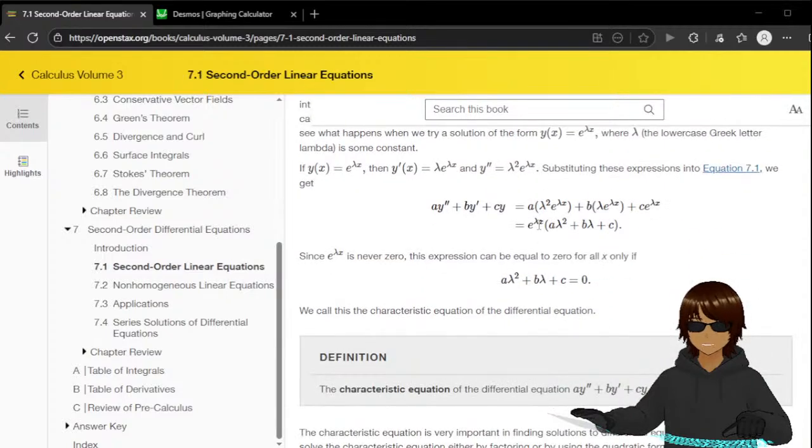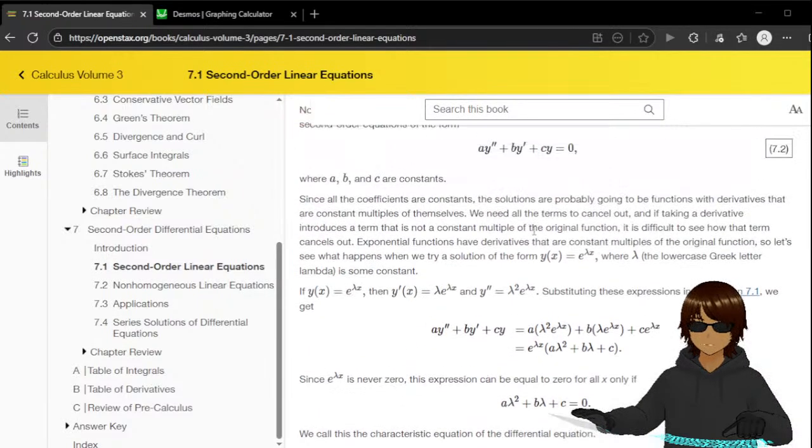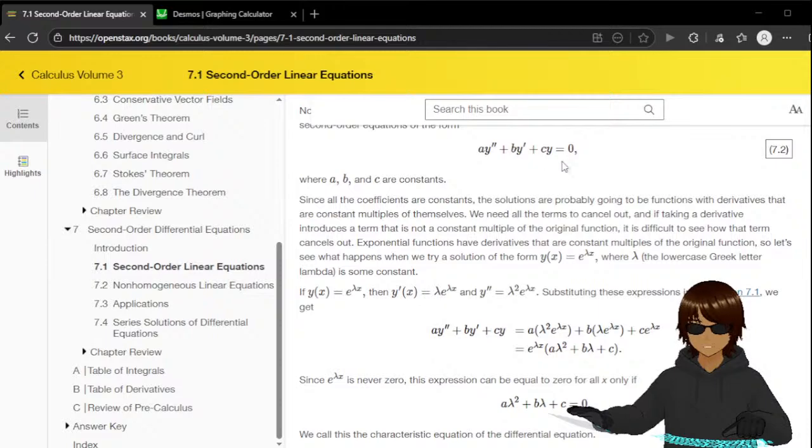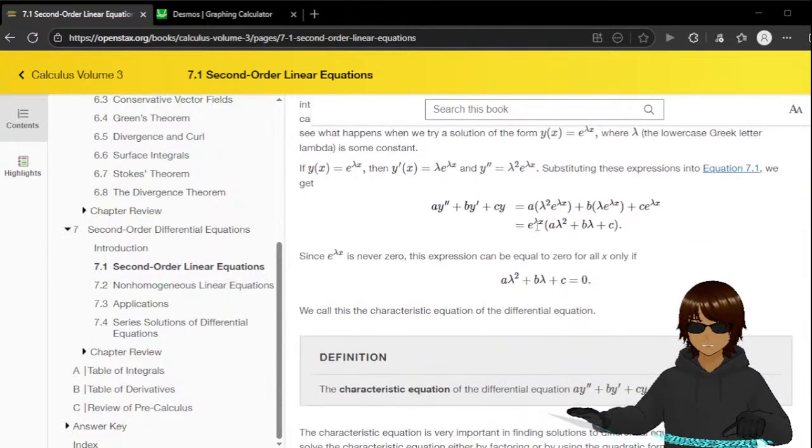You can take e to the power of lambda x out, and then we are left with this, but this would be equal to 0. Since this entire equation is 0, and e to the power of lambda x cannot be 0, this a lambda square plus b lambda plus c has to be 0, right? So that's how they got this.